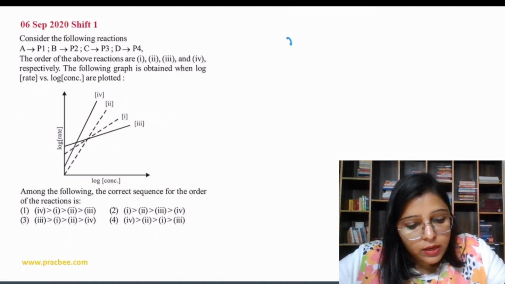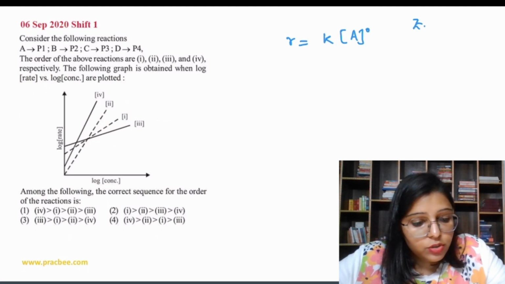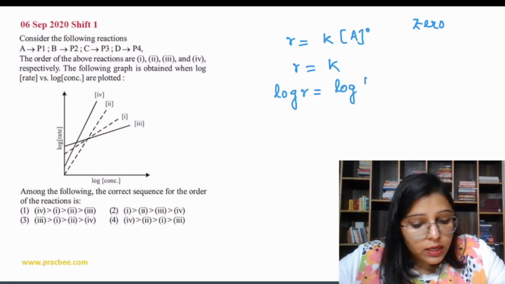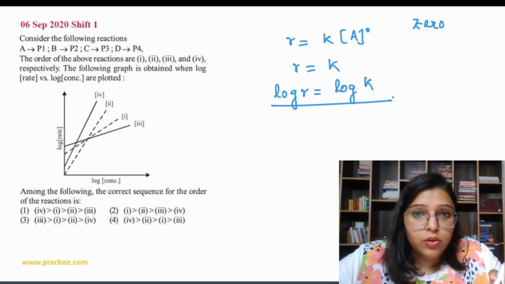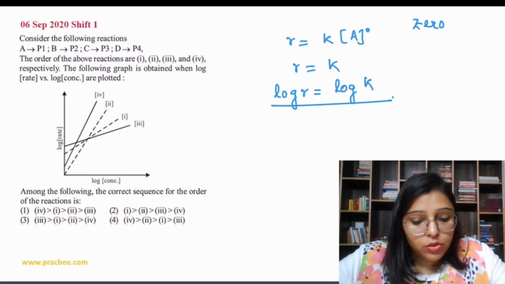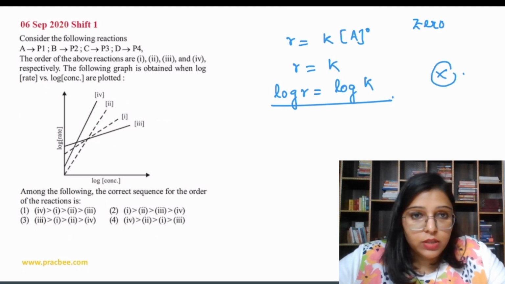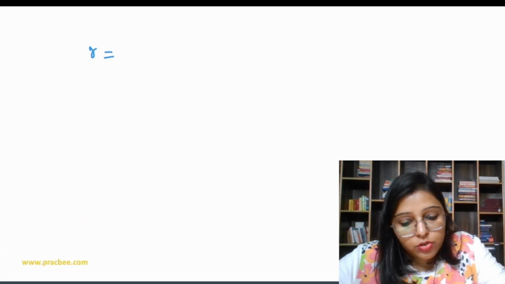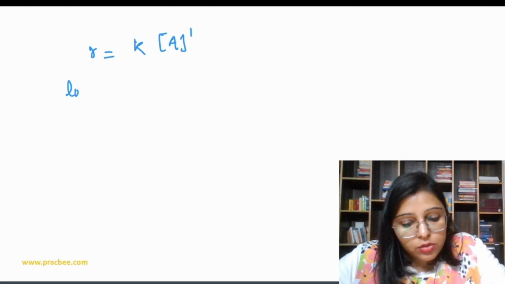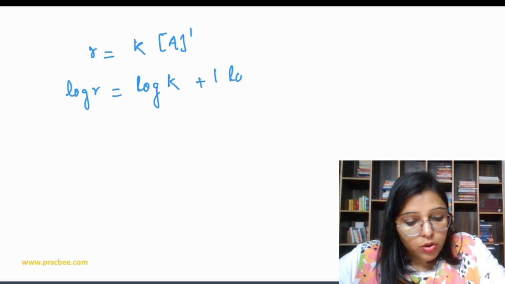See, rate is equal to K A to the power 0 if the reaction is zero order. So R is equal to K. So log R is equal to log K. That is, zero order reaction is independent of the concentration, right? So here nothing is true for that. Now if we have first order, then R is equal to K concentration to the power 1. So log R is what? Log K plus 1 log A.